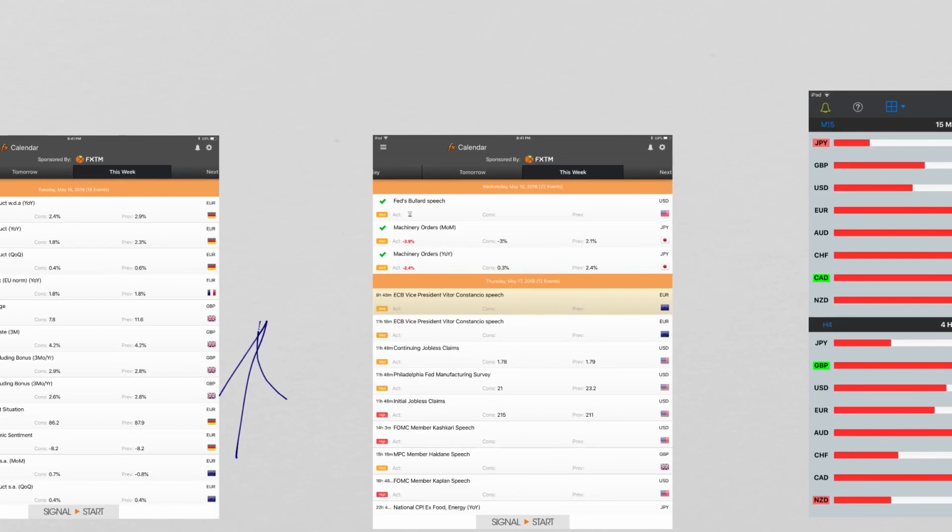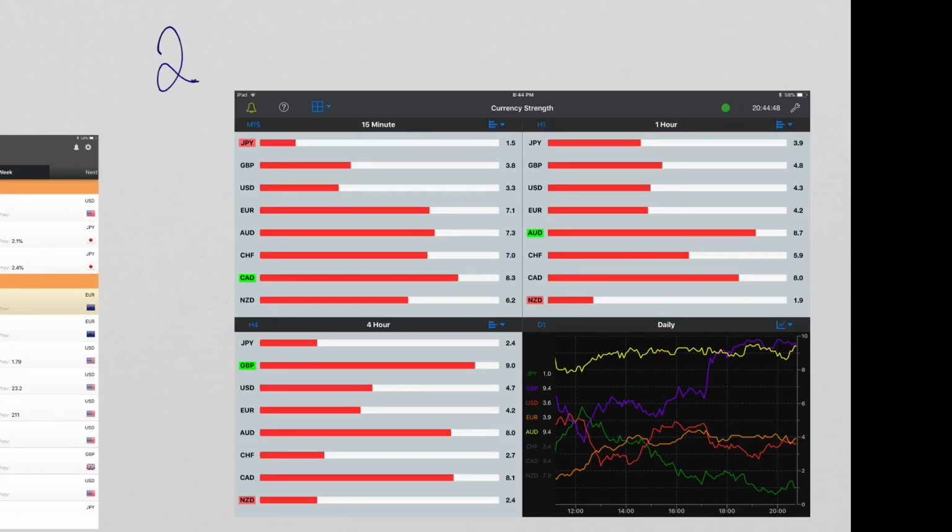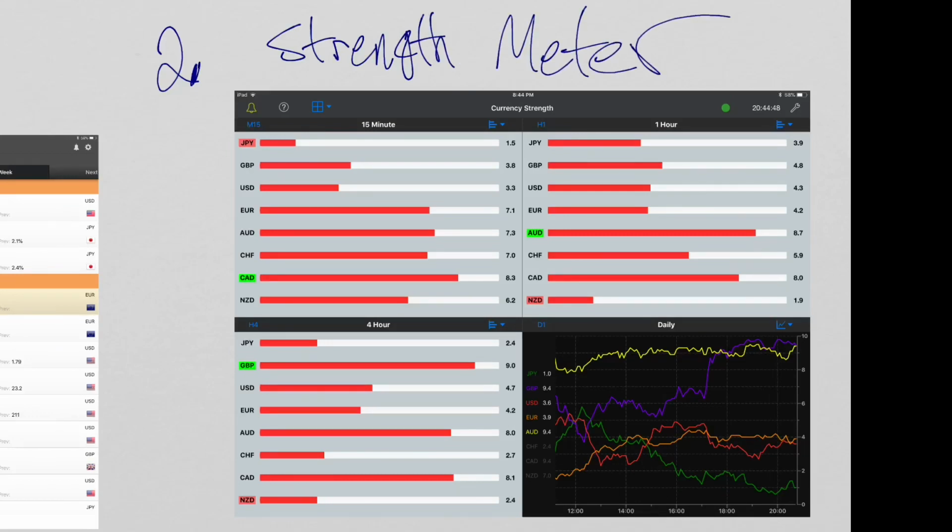So that's how you use the news in order to gauge the strength of a currency. Strong currencies with good news, match them against the weak countries with bad news. It's that simple. And number two, which is the strength meter. This is the application I like to use. There are multiple sources of the strength meter you can find online or on apps on your mobile devices, but this is my favorite. It's been very accurate.